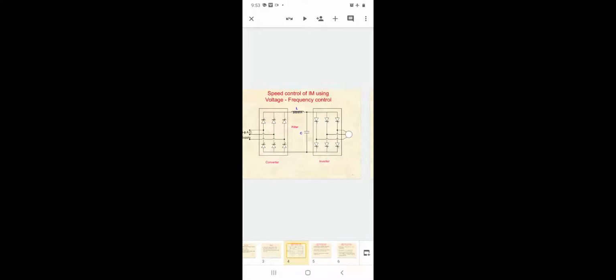Then the output voltage is controlled. If the output voltage is controlled, the speed of the induction motor is also controlled. By varying the firing angle alpha of the inverter bridge thyristors, a three-phase AC output voltage is obtained from the inverter bridge, which is fed to the three-phase induction motor for its speed control.